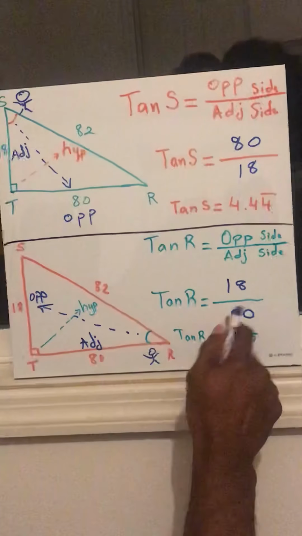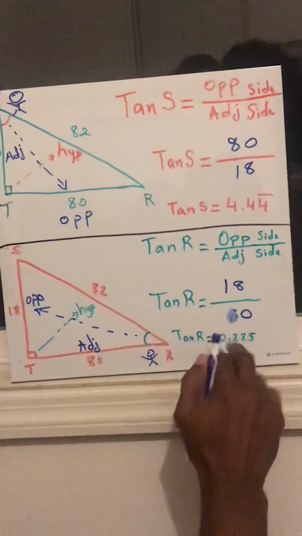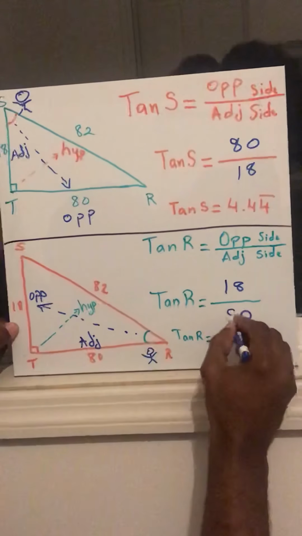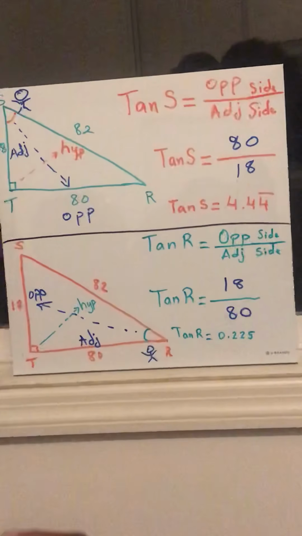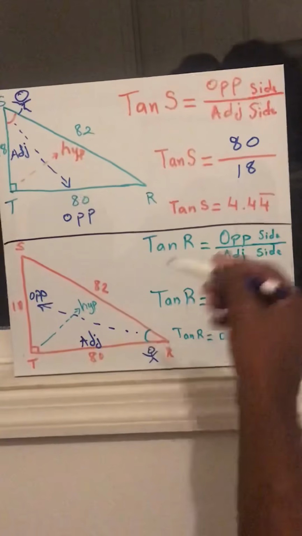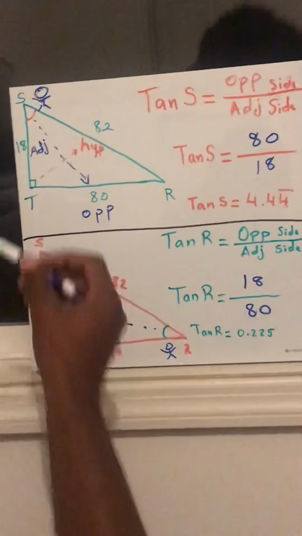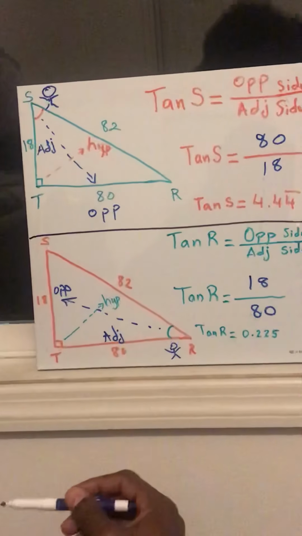Now, tangent of R is opposite 18 over 80. When I put that in the calculator, 18 over 80 gives me 0.225. As you can see, I have two angles. We don't do the tangent of the right angle. We're not going to calculate that.